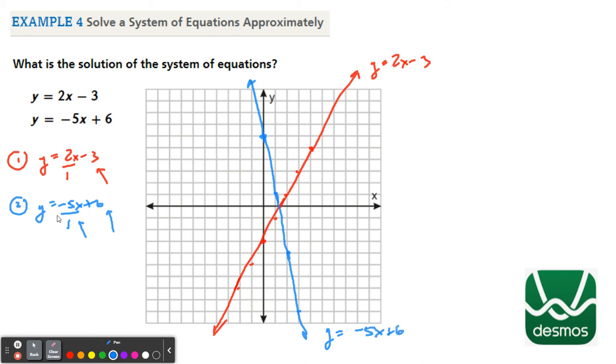So the problem here is that now I don't know exactly what that intersection point is, right? I have to estimate that point. If I look at my graph and estimate that, that looks like the point maybe like 1.3, negative 0.2, I don't know, right? It's an estimation.